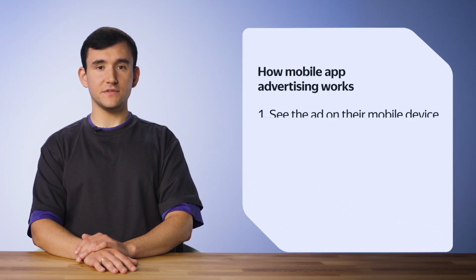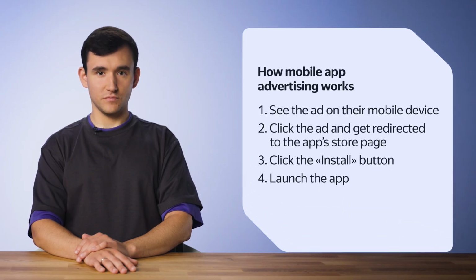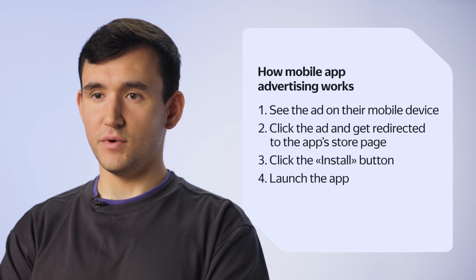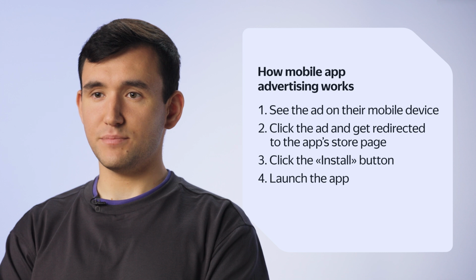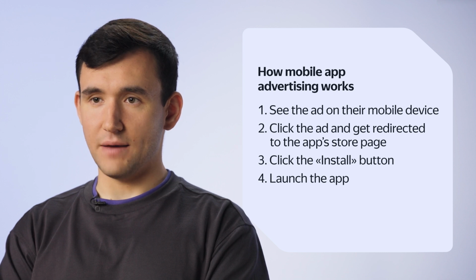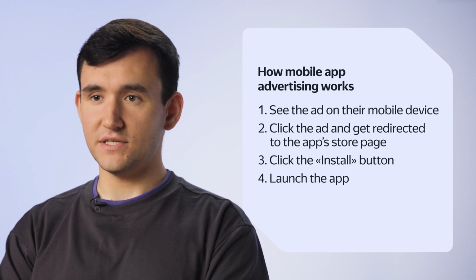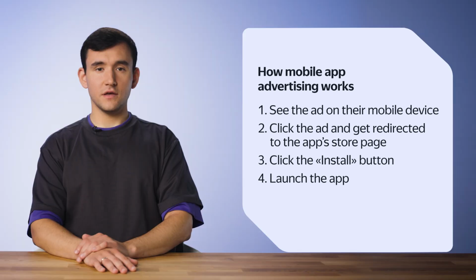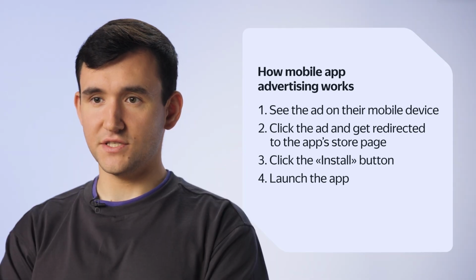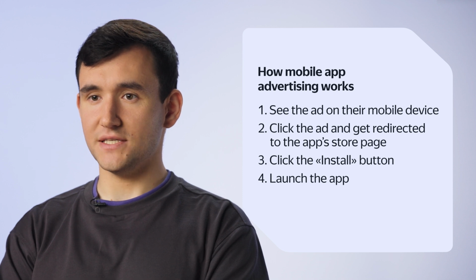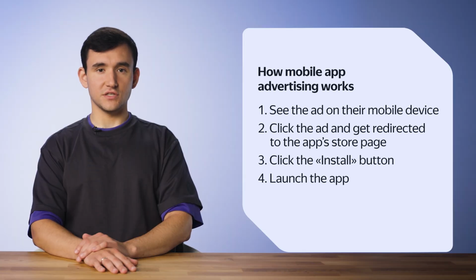So how does app advertising work from the user's point of view? First, the user sees the ad on their mobile device. Next, they click it. Clicking the ad takes the user to the App Store page, where they can read the app description, check reviews and ratings, and view screenshots. The user then clicks the Install button. This initiates the installation process on the user's device, which usually takes a few seconds. Once the installation is complete, the user can launch the app for the first time. The whole process is very quick and feels straightforward and seamless to the user.